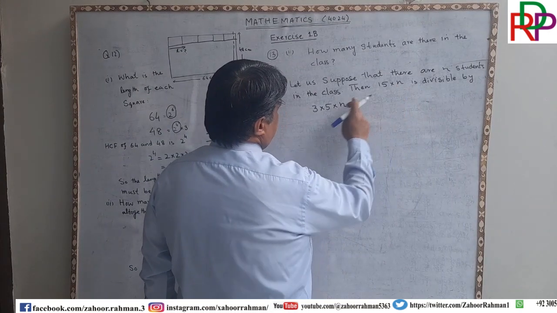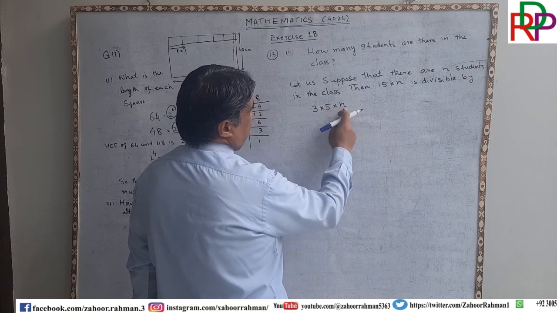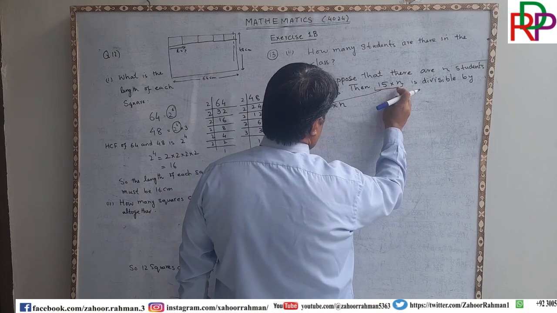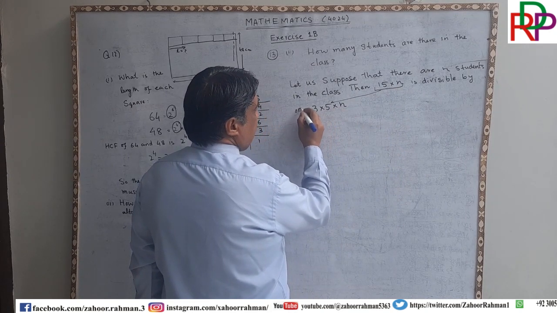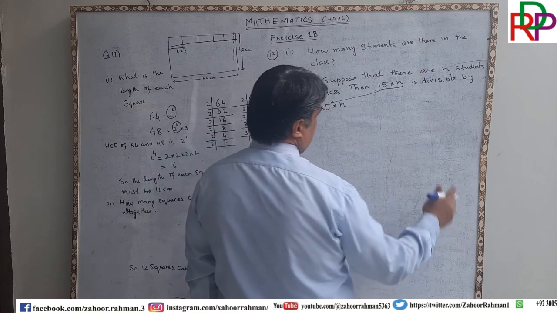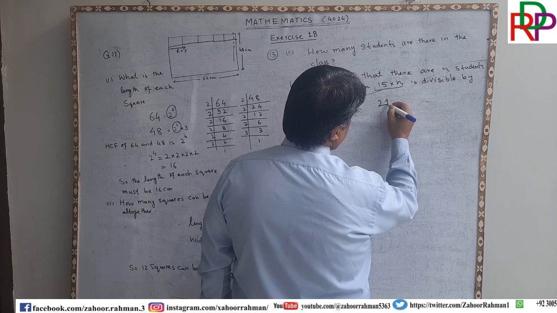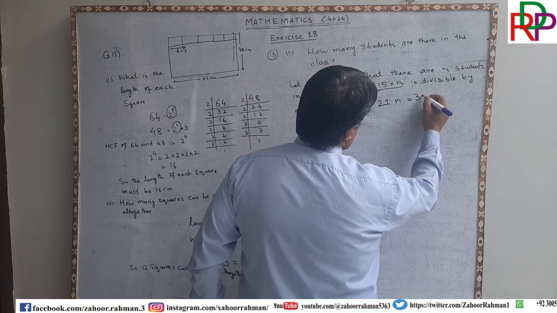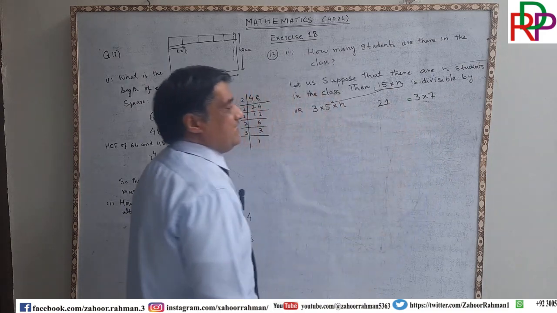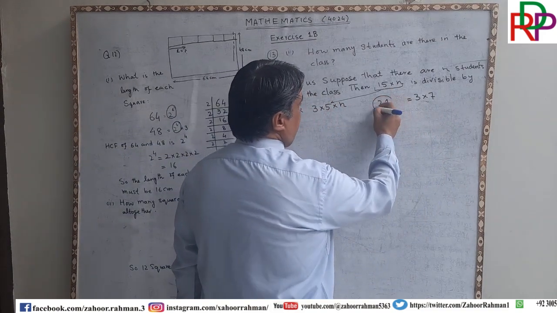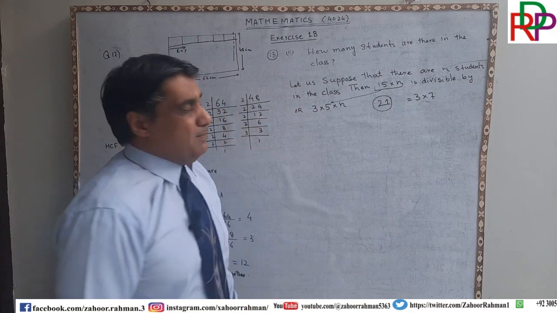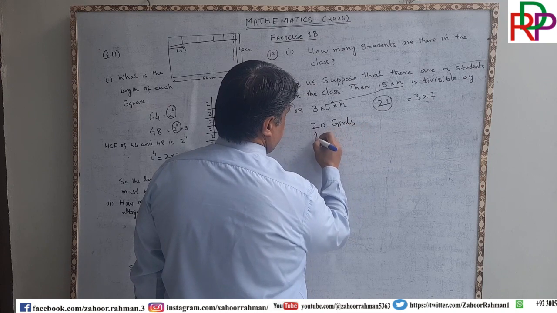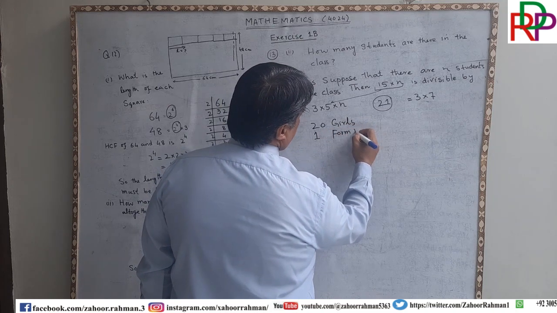15 multiplied by n is equal to 3 multiplied by 5 multiplied by n, if you factorize this 15. This is divisible by 21, which is equal to 3 into 7. You can write it like this, 21. Why did we take 21? From where did this 21 come? Because there are 20 girls and one form master. So there are 21 people.